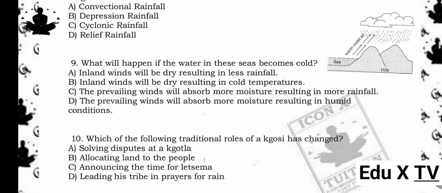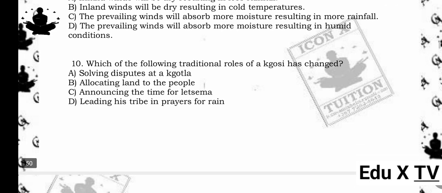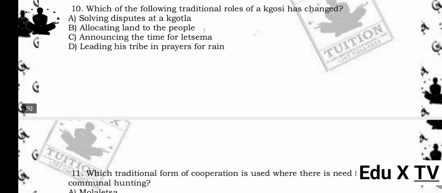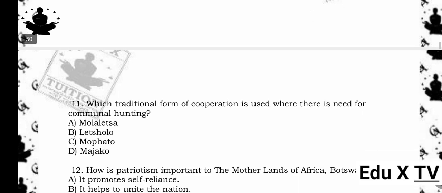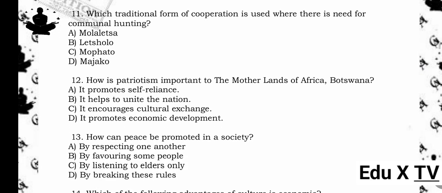10. Which of the following traditional roles of a Kgosi has changed? A. Solving disputes at a Kgotla. B. Allocating land to the people. C. Announcing the time for Letsema. D. Leading his tribe in prayers for rain. The answer is D. Leading his tribe in prayers for rain. Reason being, this traditional spiritual role has changed with modernization and religious shifts.